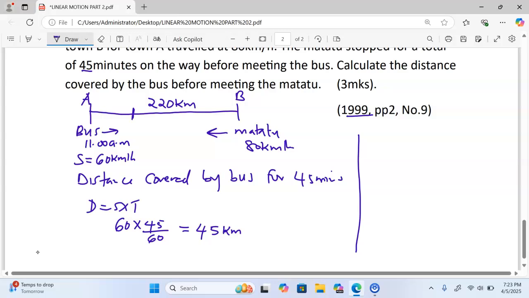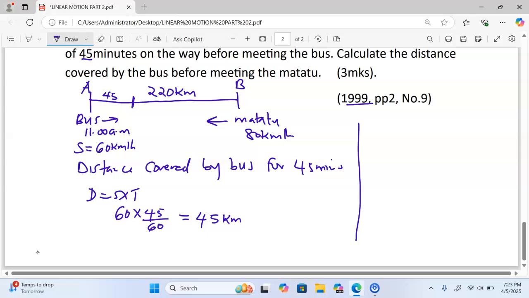Now we can assume the bus has already traveled for 45 kilometers. Then the distance apart between the two is going to be equivalent to the total, which is 220, minus the distance traveled of 45. This gives us 175 kilometers. So that is the distance that the two vehicles are supposed to cover in between.